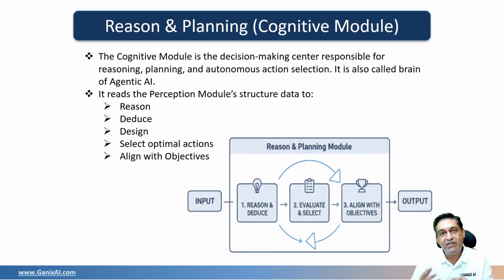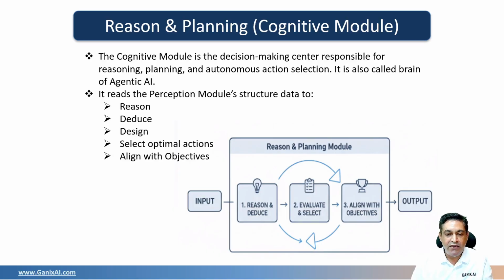Design means it creates all the possible actions or plans that it can do with that information. And from the multiple plans that it has created, it selects the optimal plan, the best fit, which aligns with the objective. So in a nutshell, it is the brain of agentic AI, because whatever information the perception module has captured, it does all the activity here. It generates the plan, finds the optimal plan, and then converts the plan into multiple activities.